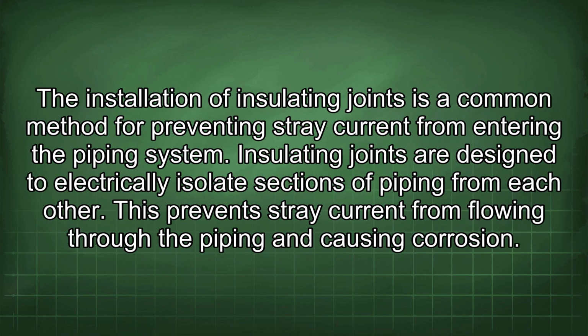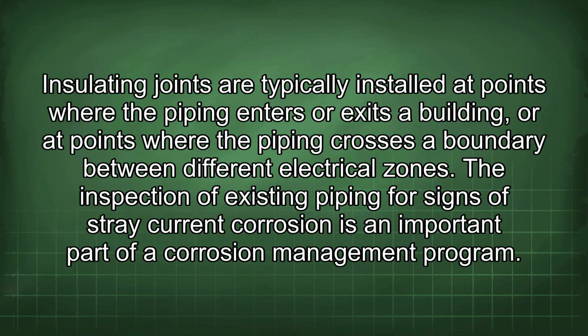The installation of insulating joints is a common method for preventing stray current from entering the piping system. Insulating joints are designed to electrically isolate sections of piping from each other. This prevents stray current from flowing through the piping and causing corrosion. Insulating joints are typically installed at points where the piping enters or exits a building, or at points where the piping crosses a boundary between different electrical zones.